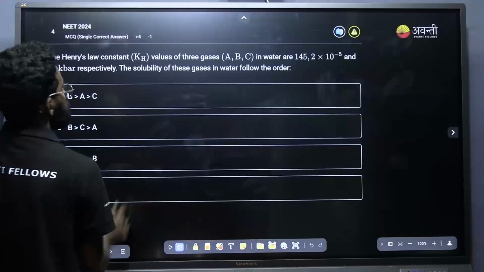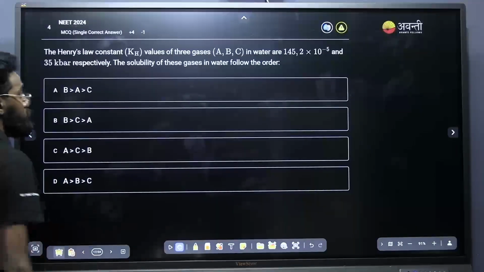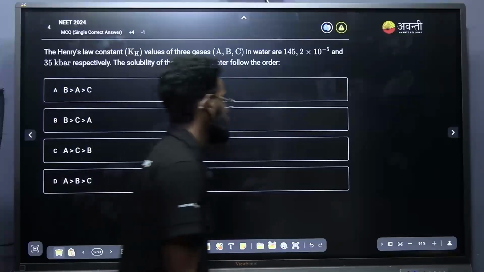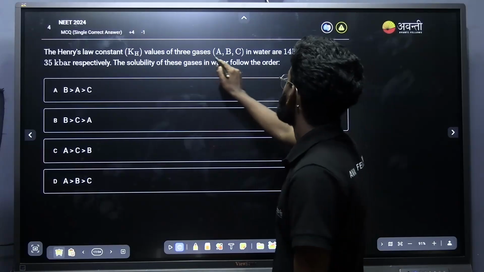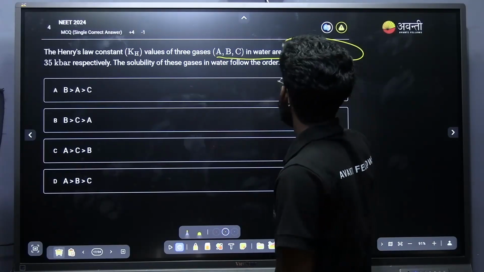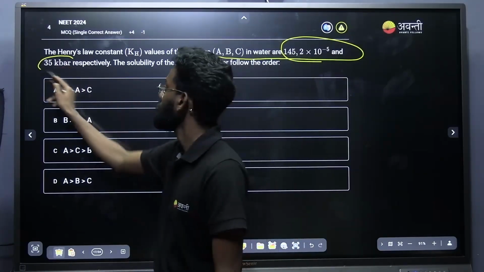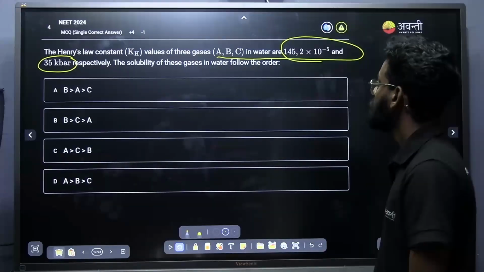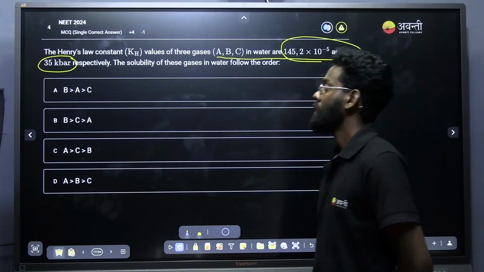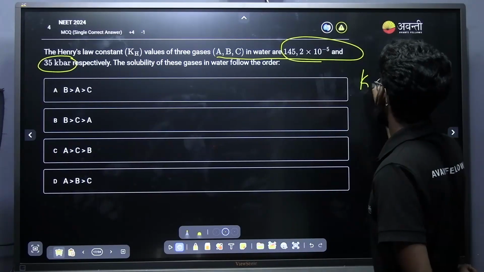Henry's law constant. We already discussed a lot about Henry's law constant, and the same type of question we discussed in the class. Three gases A, B, C have the KH value given in the question. The solubility of these gases in water follows the order. Which is the order? We know how the KH is related with the solubility.